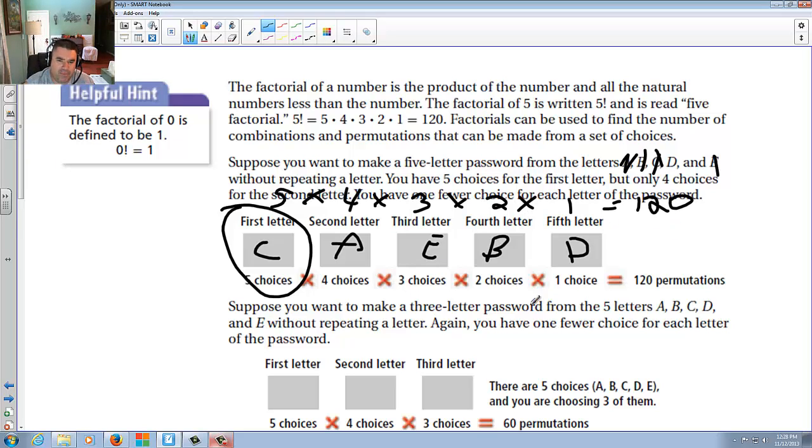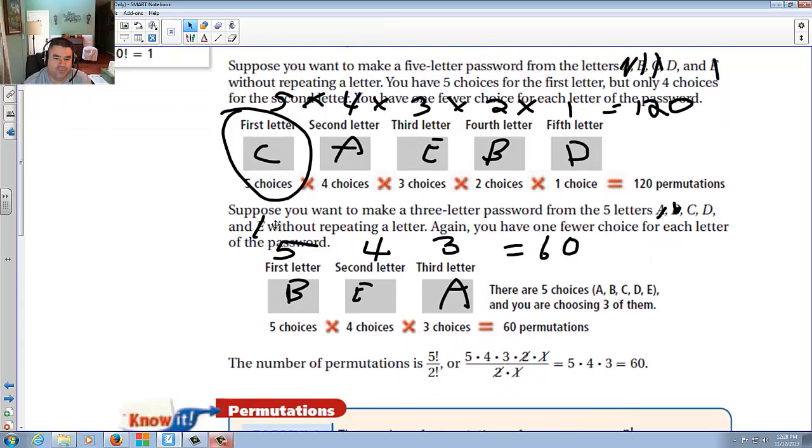Now let's do the same thing again, but this time we're only going to do 3 letters. Now there's a slight difference. Well, for the first one, I have 5 choices again. Let's say I'll pick B. Well, B is no longer an option. Now I have 4 choices left, so I'll pick one, doesn't matter, E. Alright, and now I only have 3 choices left. Let's say I'll pick an A. Well, 5 times 4 times 3. 5 times 4 is 20, times 3 is 60. So basically, I had 120 choices when I had 5 letters. I have 60 different choices when I have 3 letters.